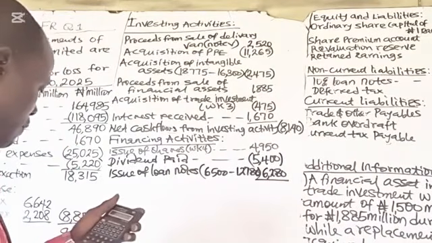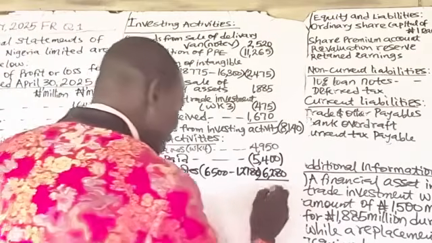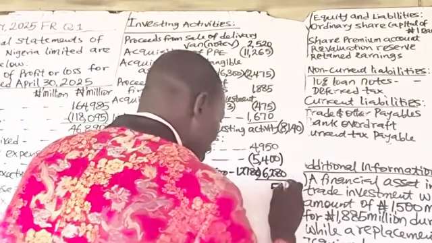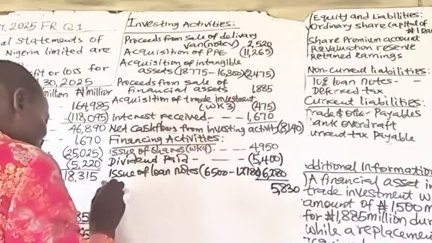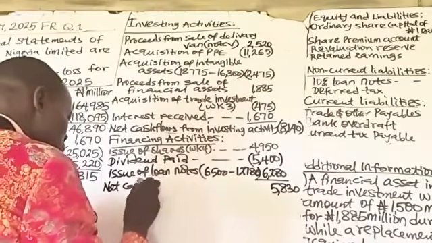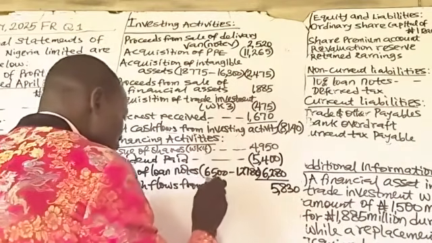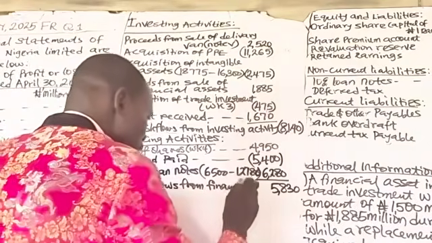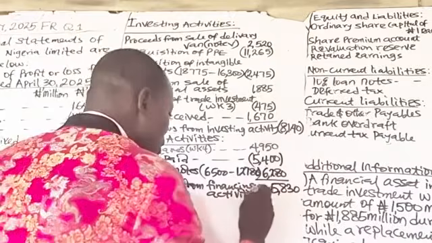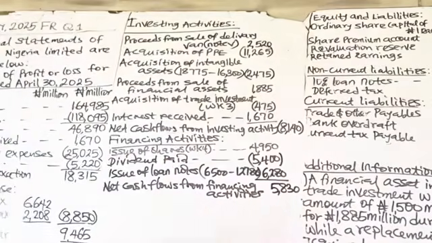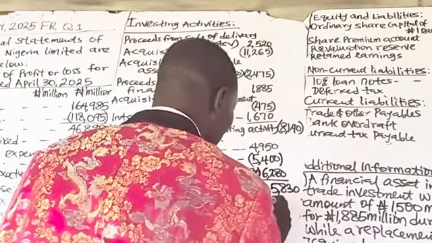Then you have 5,830. 5,830. That is net cash flows from financing activities. So net cash flows from financing activities. Now, this is an inflow of cash.